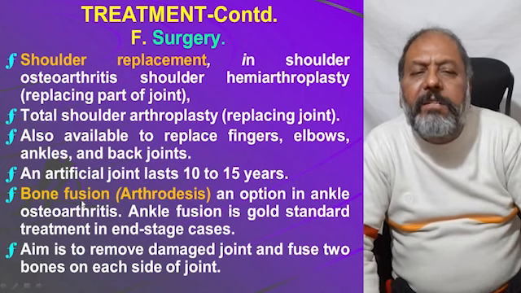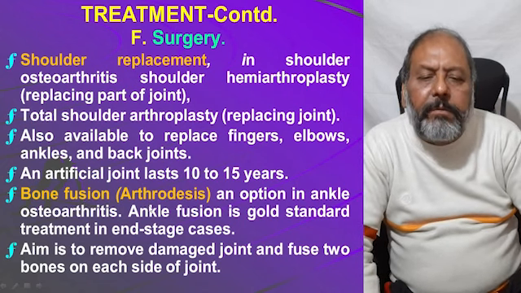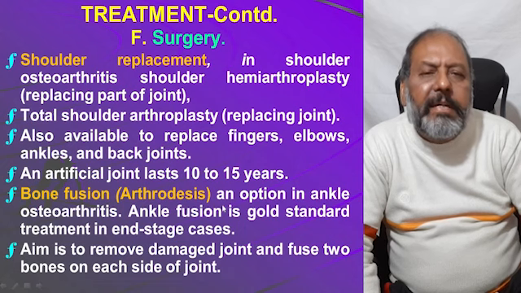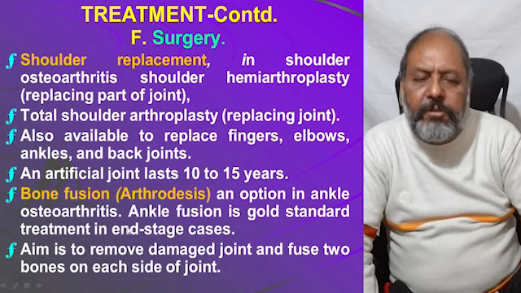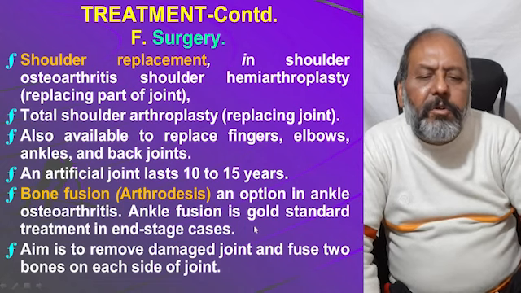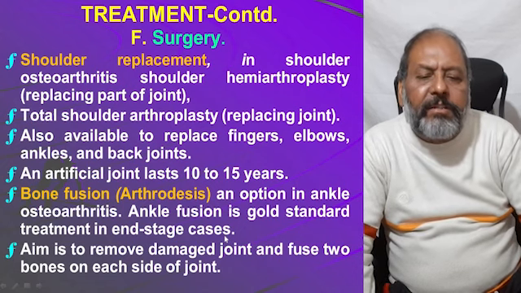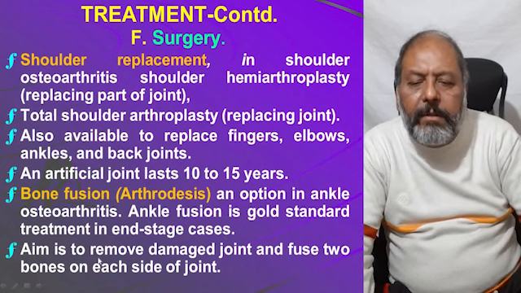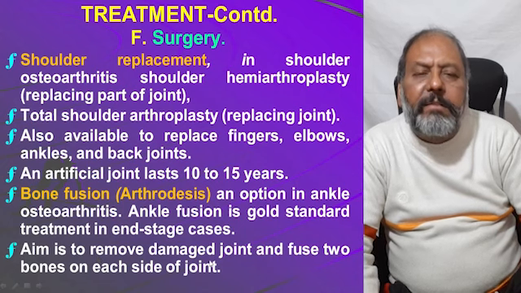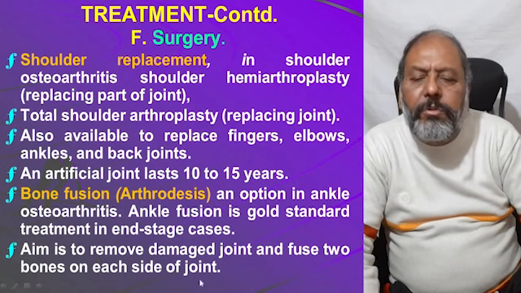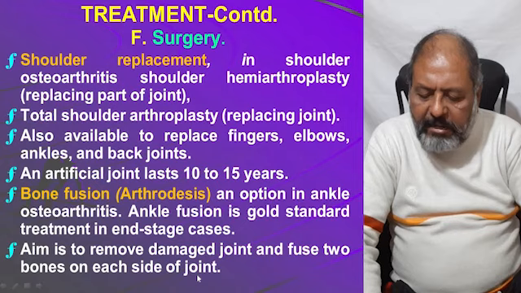The other procedure in the surgery is bone fusion or arthrodesis. It is an option in ankle osteoarthritis. Ankle fusion is the gold standard treatment in end stage cases of ankle osteoarthritis. Aim is to remove the damaged joint and fuse two bones on each side of the joint.